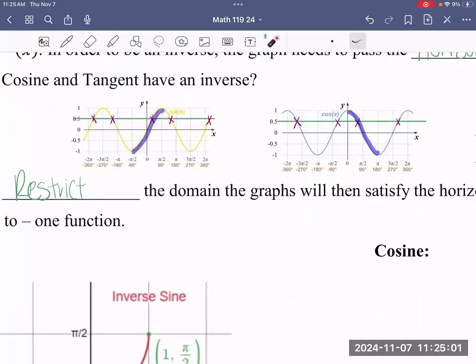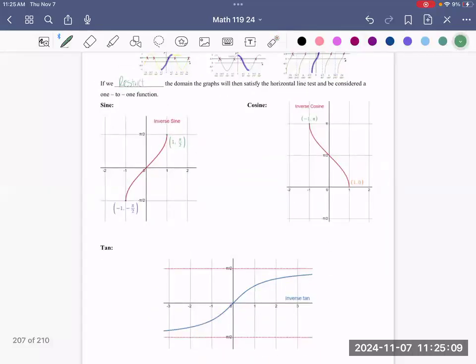Your x and y values will then reverse, and your domain and range will also reverse. So see if you can pause the video and determine the domain and range of your sine, cosine, and tangent inverses. We'll talk about the names of these inverses in a moment.